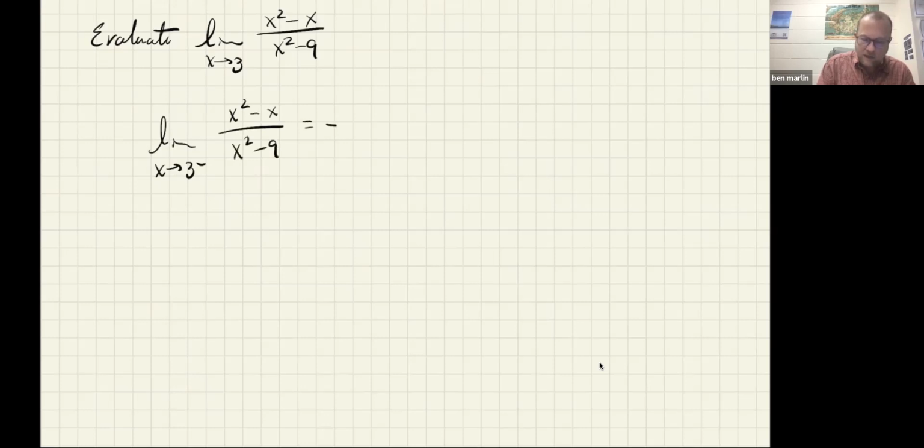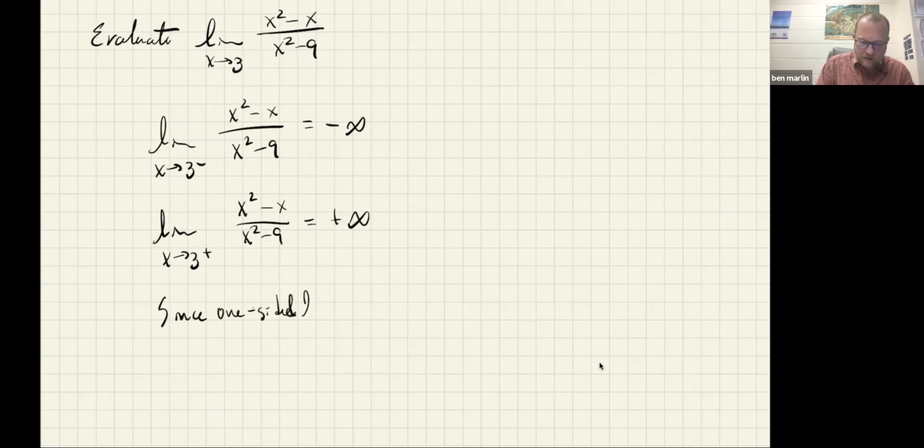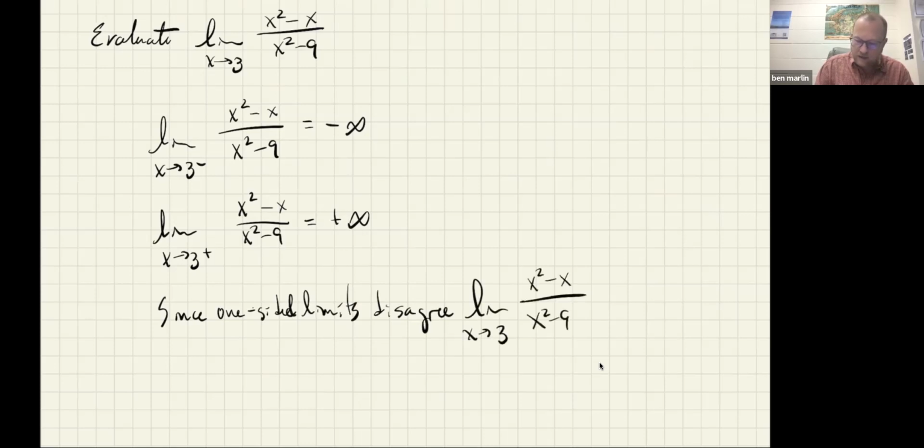On the left-hand side, we got negative infinity. And the limit as x went to 3 from the right, that was the numbers that were bigger than x equals 3. We had it going upward to positive infinity. Since the one-sided limits disagree, the limit as x goes to 3 of x squared minus x over x squared minus 9 does not exist.